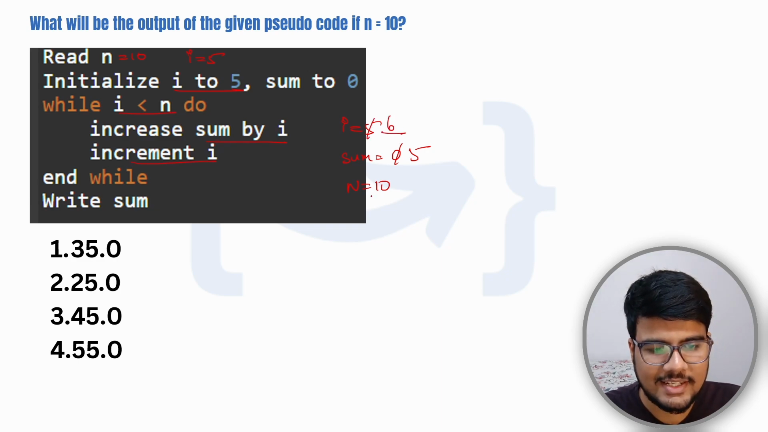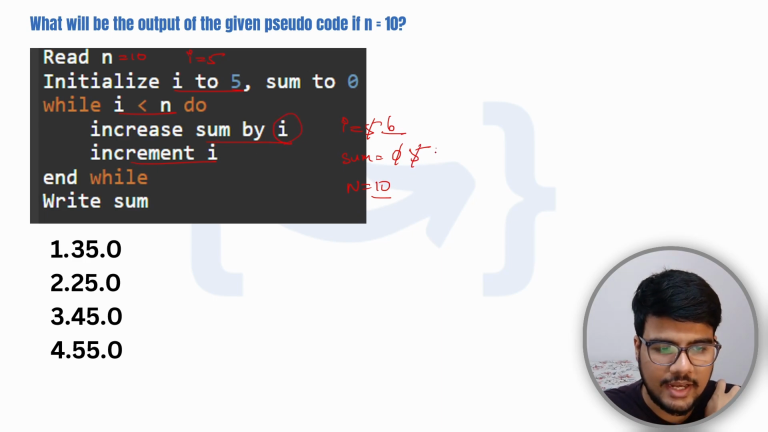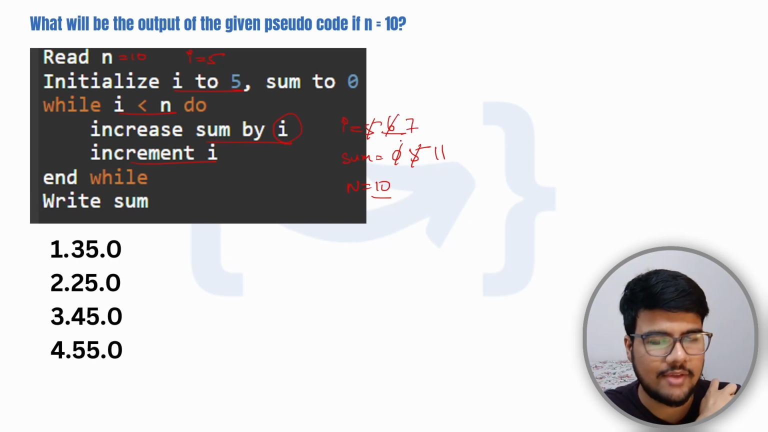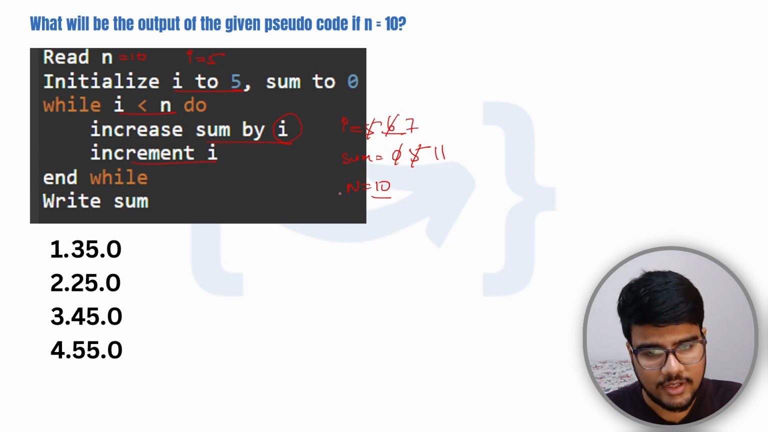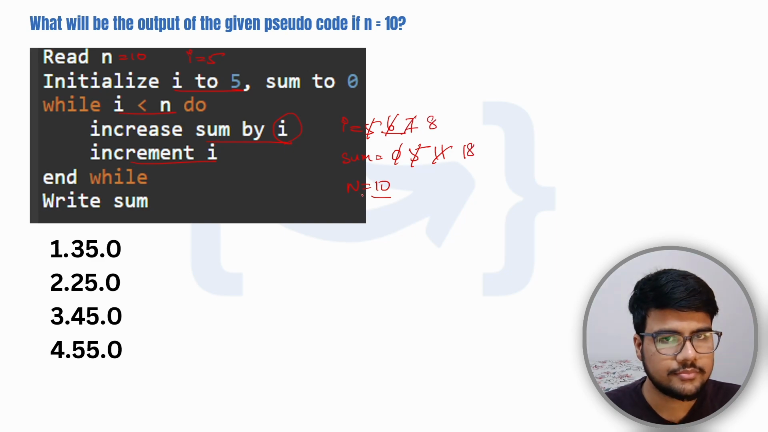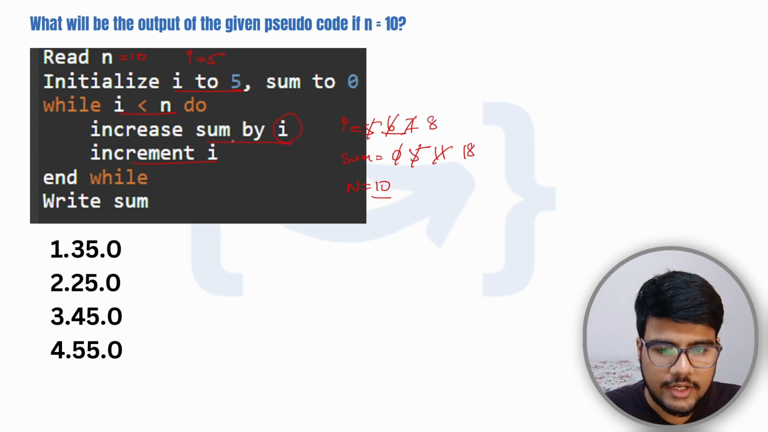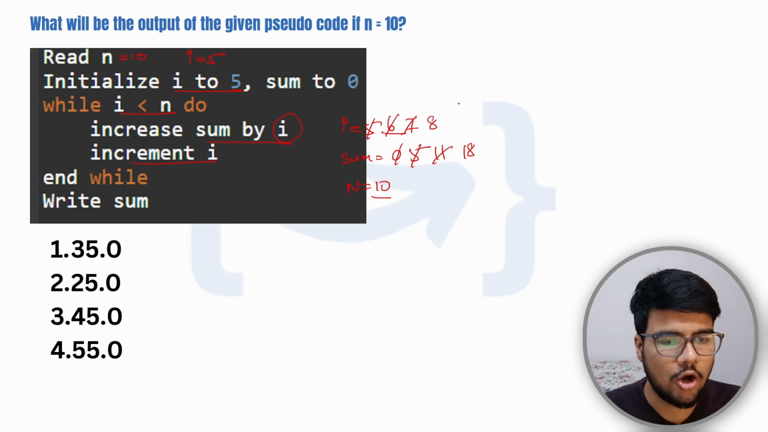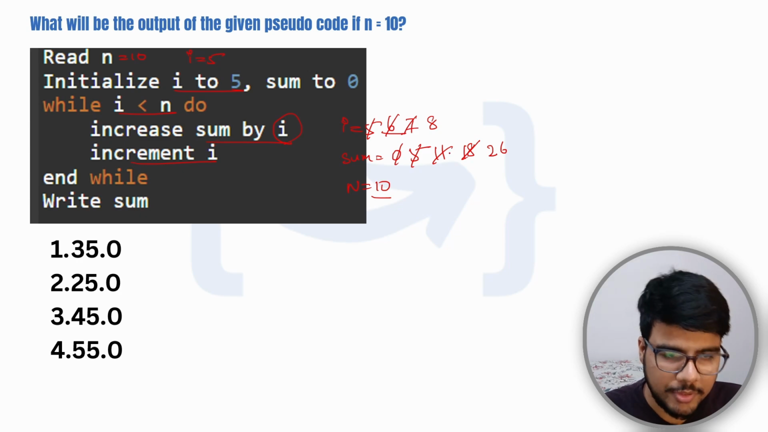Now again, 6 is less than 10. Yes. So 6 plus 5. Okay. Because again I need to increment my sum by I. So it becomes 11 here. And I need to increment to 7. Great. Still 7 is less than 10. Great. It is. So it becomes 18 now. And I will become 8. Now again I need to add it up because 8 is less than 10. So 18 plus 8. How much will it be? It will be 26.